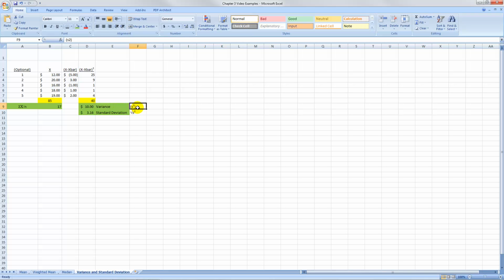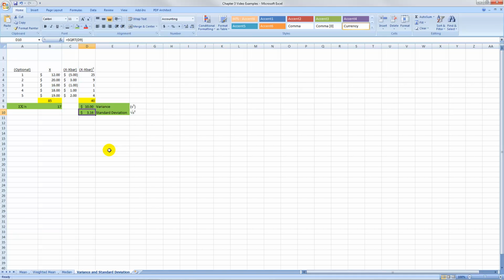The sample variance is always represented by S squared. And when we calculate standard deviation, all we're doing is taking the square root of the variance. So the square root of 10 is 3.16. Now, it is in this manner that we will calculate variances and standard deviations for the remainder of the semester, so it's important that you learn this process.